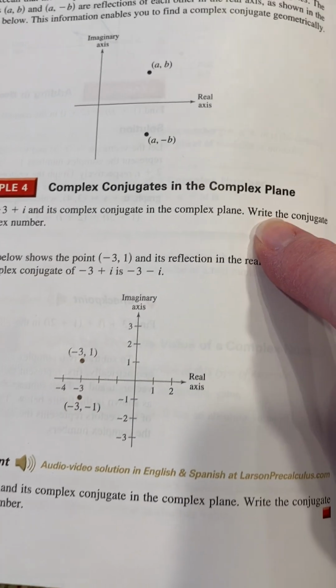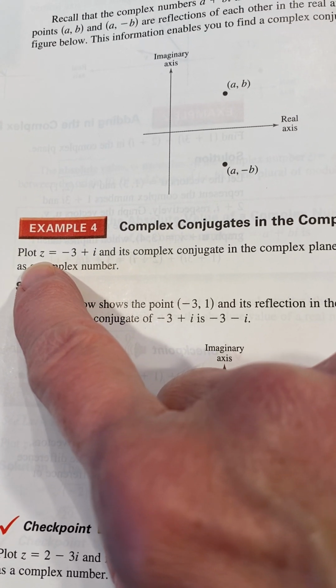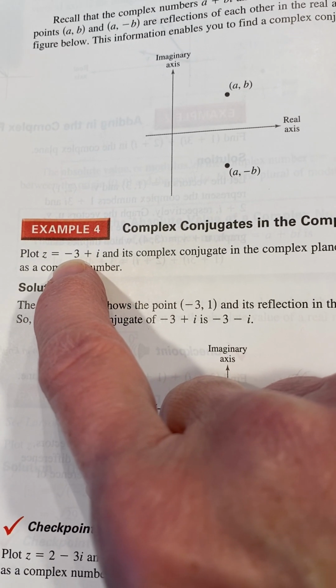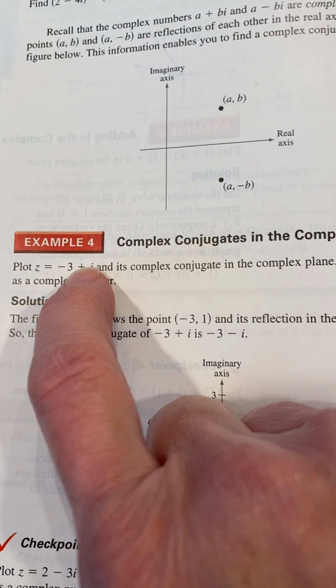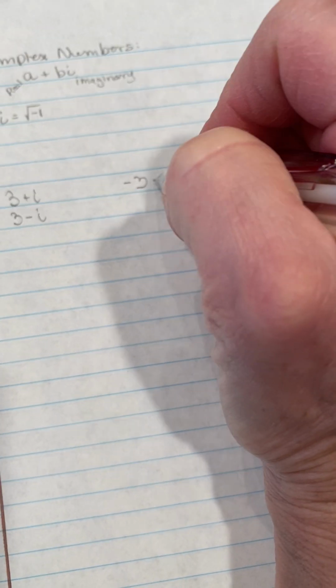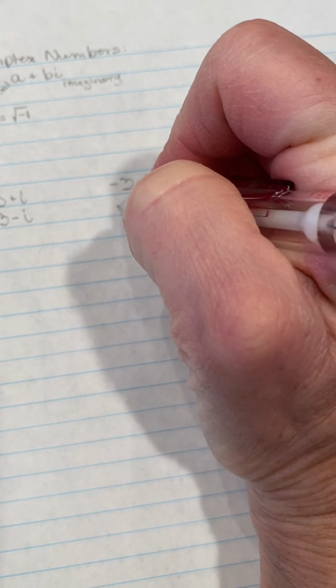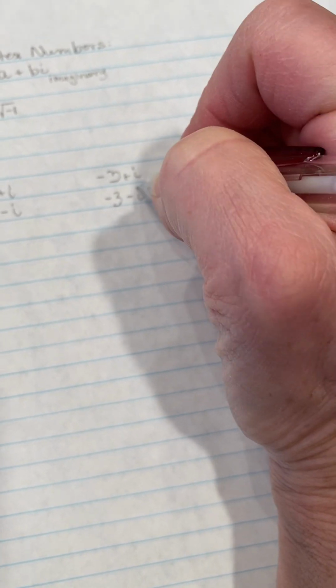Let's take a look at what a complex conjugate looks like graphed. So z stands for any complex number. And remember that a conjugate just means to change the sign that's in the middle. So for instance, if we had 3 plus i, the conjugate would be 3 minus i. In the book on example 4, we have -3 plus i. The conjugate would be -3. That doesn't change, but this sign changes.